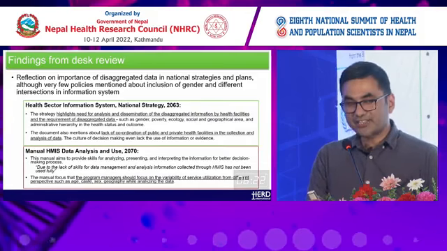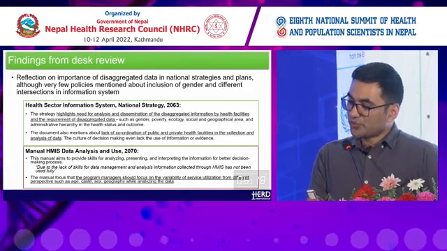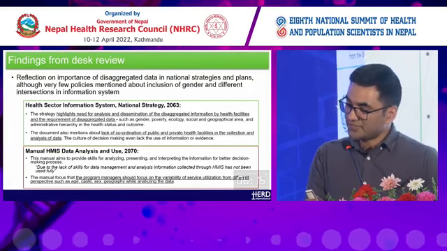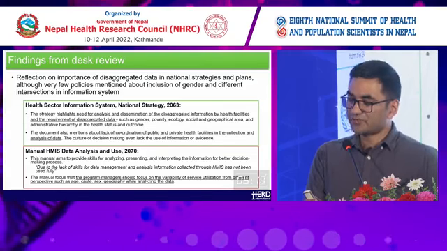Similarly, the manual for HMIS data analysis says that the program manager should focus on variety of services from different perspectives such as age, caste, sex, and geography for analyzing the data.